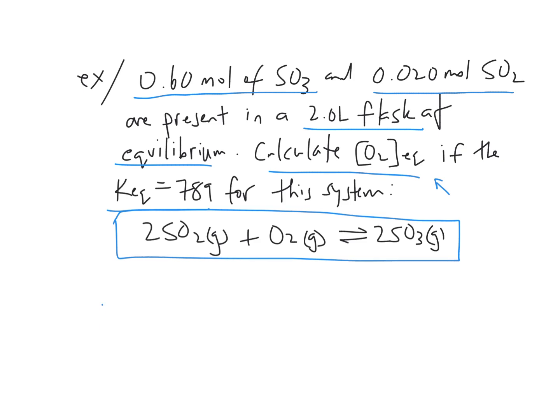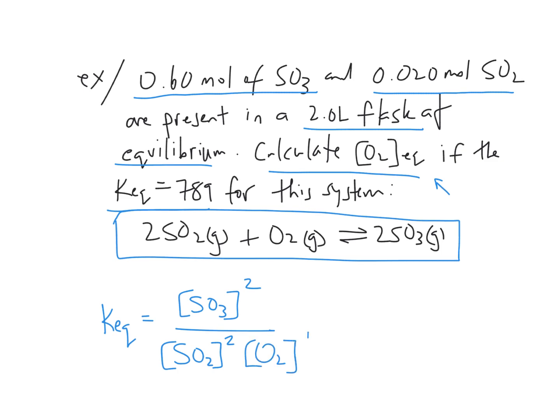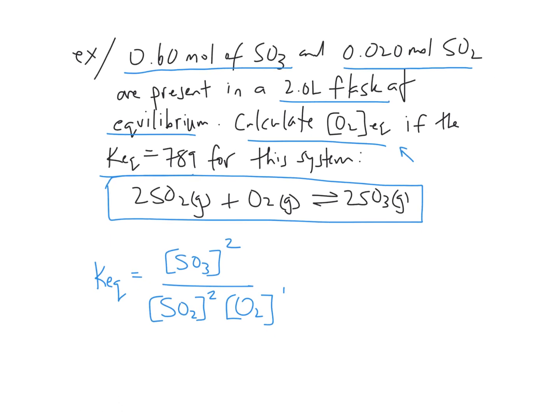So I think we should begin by writing the equilibrium expression for this. We know it is going to be the concentration of the product, SO3, to its exponent, the stoichiometric coefficient from the balanced chemical equation, divided by the concentration of the reactants to their coefficients, SO2 to the 2 and O2 to the 1. Now in this case we have real numbers, so we can fill them in.